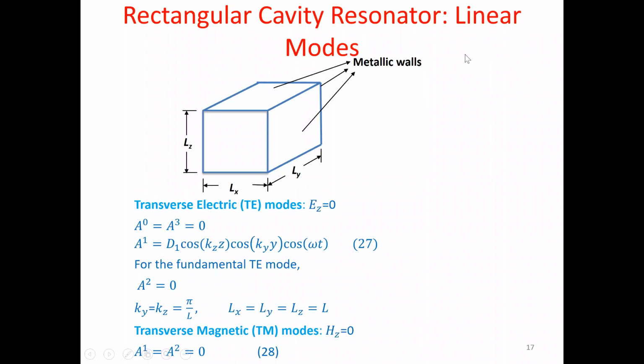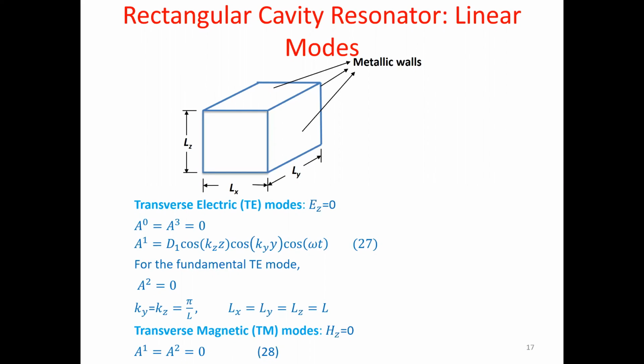Next, let us consider the linear modes of a rectangular cavity resonator. This is a hollow rectangular cavity with metallic walls. It may be noted that Max Planck studied the black body spectrum of this type of cavity, and he had to postulate that energy exchange between the radiation and the walls takes place as a discrete packet now known as photons. This was the beginning of quantum mechanics.